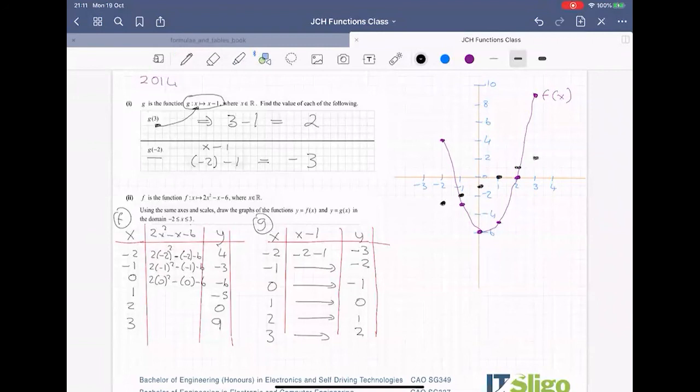Okay, and I join them together as such, and I call him g of x. Using the same axes and scales, draw the graph of the function, and that's it. That's your full answer.